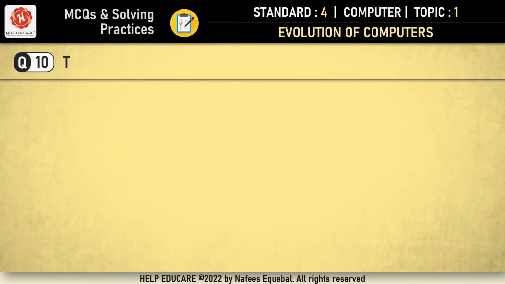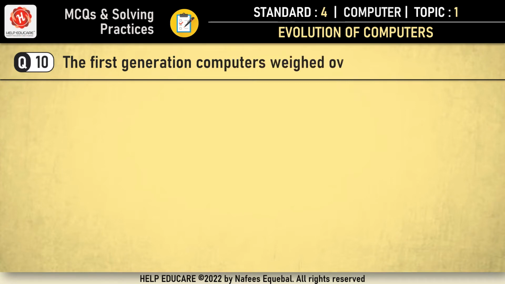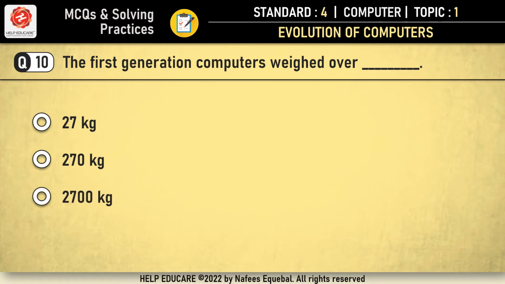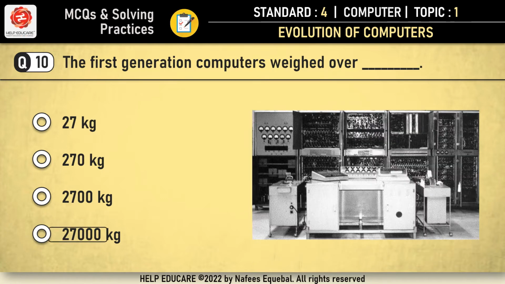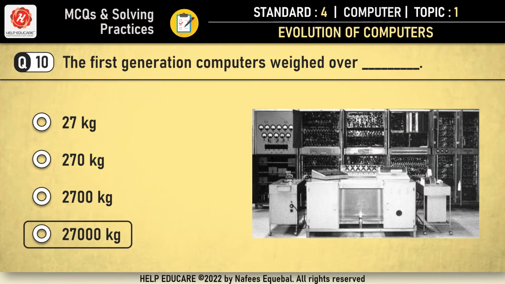Question number 10. The first generation computers weighed over dash. First option 27 kg. Second option 270 kg. Third option 2700 kg. Fourth option 27,000 kg. Answer will be displayed in 10 seconds. Correct answer is 27,000 kg.